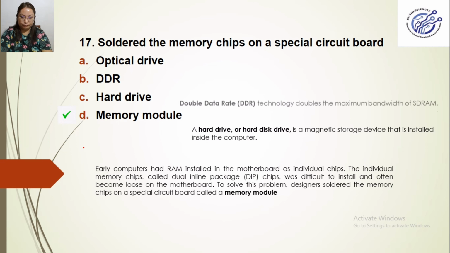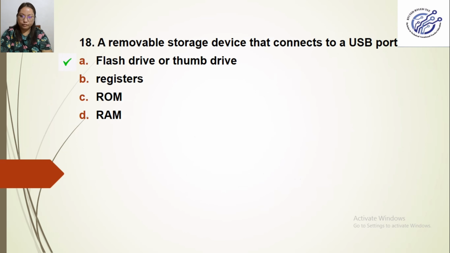Then number 18, so nakalabas na din po siya. So, a removable storage device that connects to USB port. So, yung removable device lang naman po natin dito is wala na pong iba kundi yung flash drive or thumb drive. Kasi si ROM at si RAM, siya po ay nakalagay po siya sa ating motherboard. So, wala na po tayong ibang choice sa number 18 kundi yung letter E lang po.